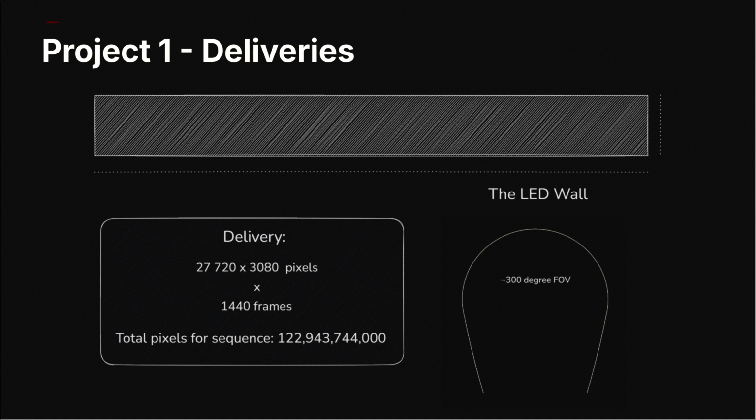You can see the delivery specs there, which is a lot of pixels. Horizontally, it was 27,720 pixels by 3,000 pixels tall. It was a full 1 minute shot that needed to be loopable. So 1,440 frames. So we were looking to render about 122 billion pixels for this one shot. Which is a lot and not something that we usually do.